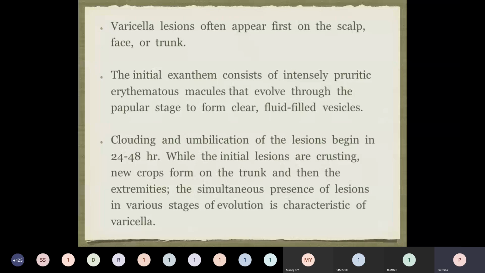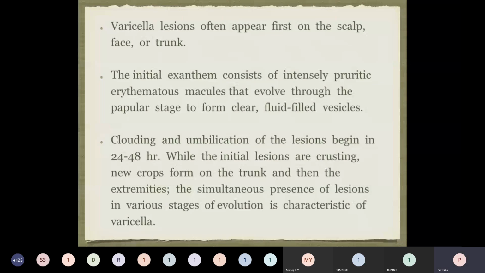What about the rash? Where does it appear? It appears on the scalp, face, and trunk. The initial exanthema mainly consists of intensely pruritic erythematous macules that evolve through the papule stage to form clear, fluid-filled vesicles. So macules, papules, and vesicles can be seen. That is a pleomorphic rash.